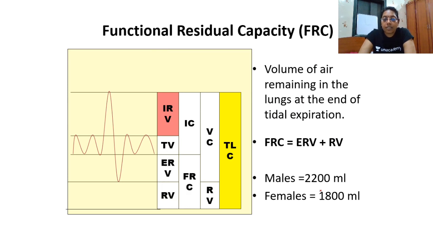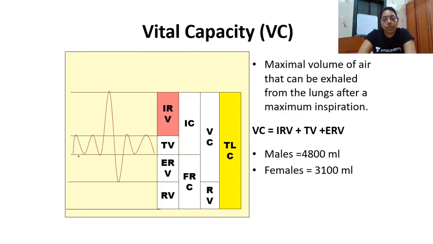Functional residual capacity. Volume of the air that remains in the lung at the end of tidal expiration, given by the formula expiratory reserve volume plus residual volume, and the value ranges from 2200 ml to 1800 ml in males and females. If you see this diagram carefully, this forms a baseline over and above which the lungs are working in order to take 500 ml of tidal volume. We are going to discuss vital capacity and functional residual capacity in detail.